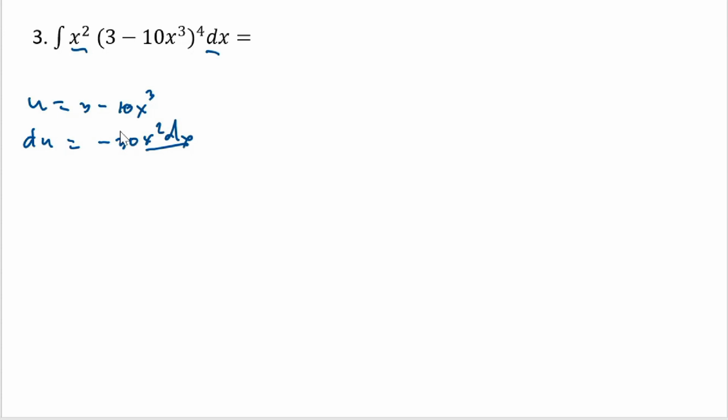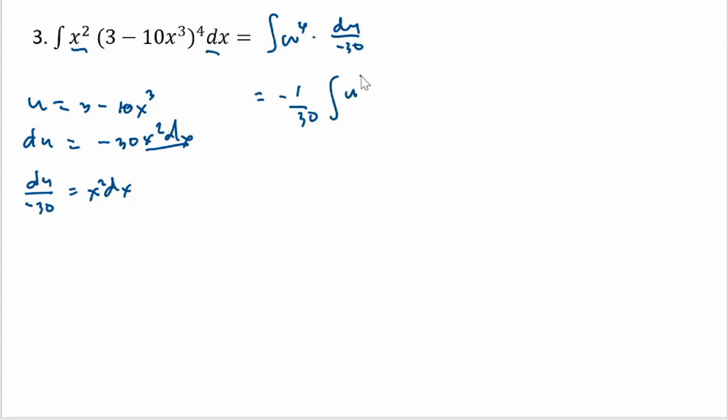So we have now the coefficient of negative 30. To eliminate that, we have to divide both sides by negative 30. Therefore, du over negative 30 is equal to x squared dx. Now, we are going to write the given in terms of u and du. Starting with u, we have u to the power of 4 times x squared dx, which is du over negative 30. So now we have negative 1 over 30 as our coefficient factor times the integral of u to the power of 4 du.